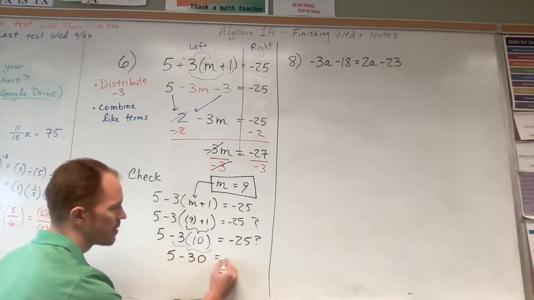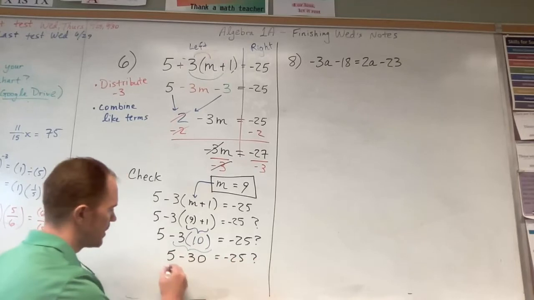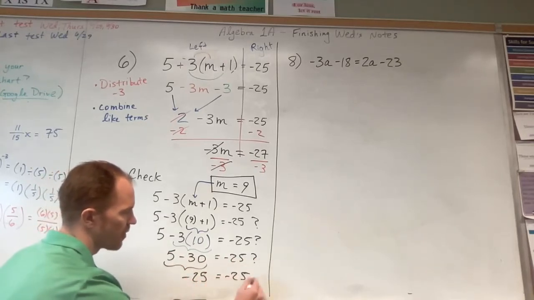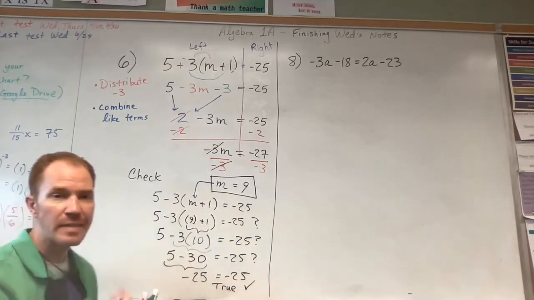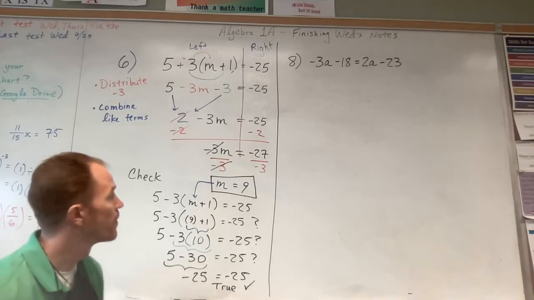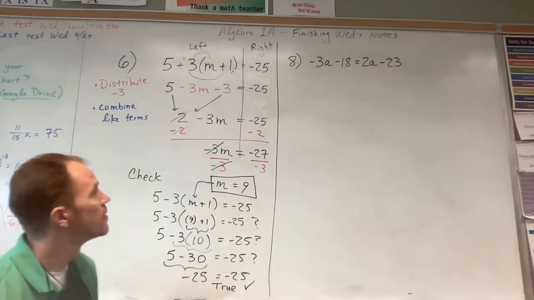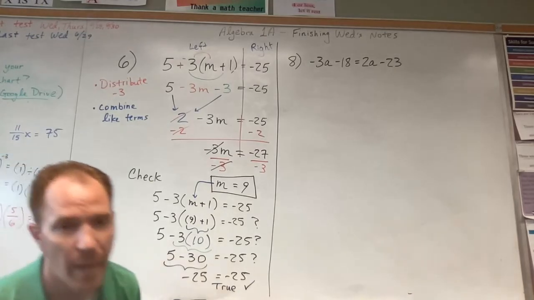Is 5 minus 30 equal to -25? And then, yeah, that's our last operation. We get -25 equals -25, and I go, that's true. Hooray! So my answer of m equals 9 seems like a good answer. I'll stop the video here. I'll make a separate video for number 8. But yeah, feel free, go back, rewatch that.